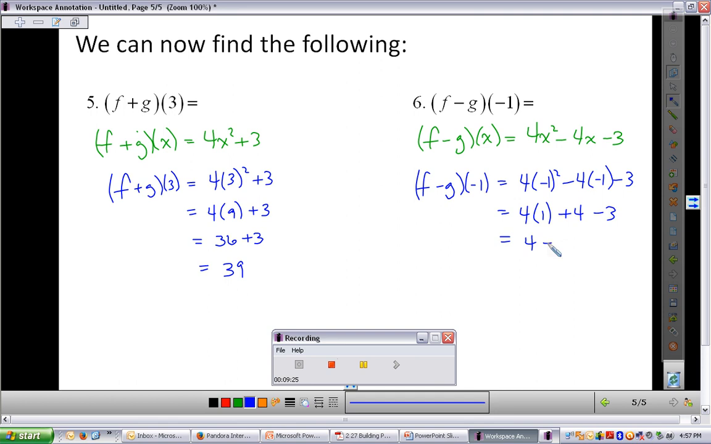4 times 1 is 4. 4 plus 4 minus 3. 4 plus 4, 8 minus 3, as we all know, is 5. So f minus g of negative 1 would end up being 5.